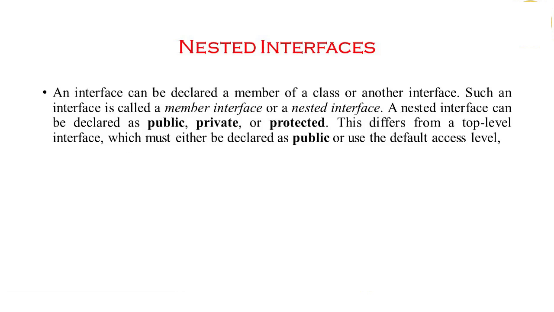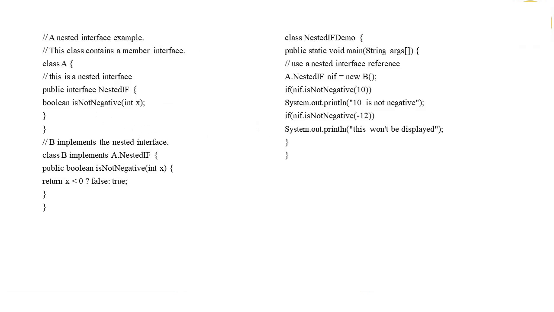Nested interfaces. An interface can be declared a member of a class or another interface. Such an interface is called a member interface or a nested interface. A nested interface can be declared as public, private, or protected. This differs from a top-level interface, which must be either declared as public or use the default access level. An example has been given.